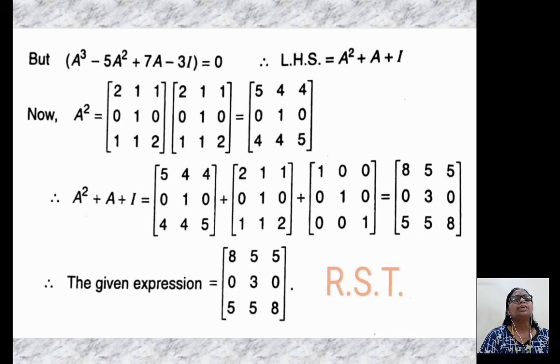After simplification, we get a matrix of order 3 by 3 whose first row is 8, 5, 5. Second row is 0, 3, 0. Third row is 5, 5, 8. Thus, the given expression equal to a square matrix of order 3 by 3 whose first row is 8, 5, 5. Second row is 0, 3, 0. Third row is 5, 5, 8.